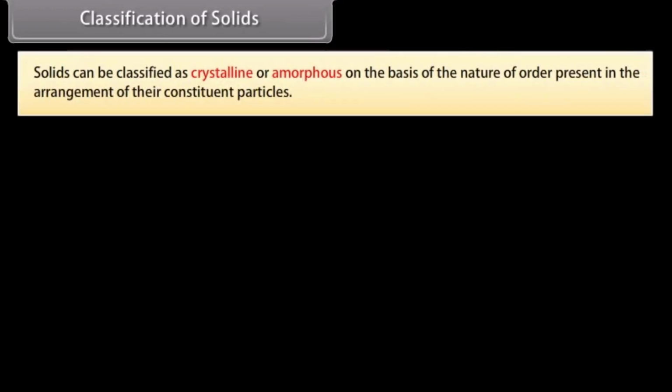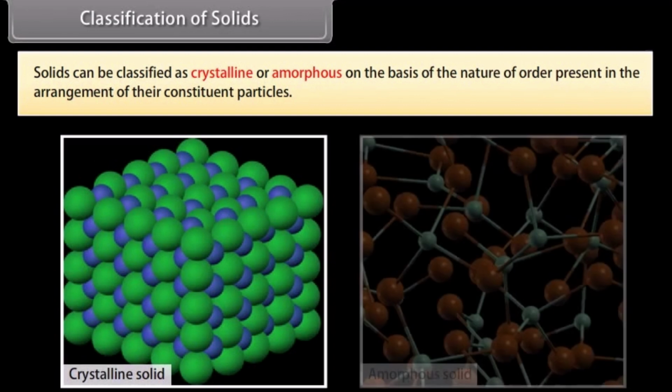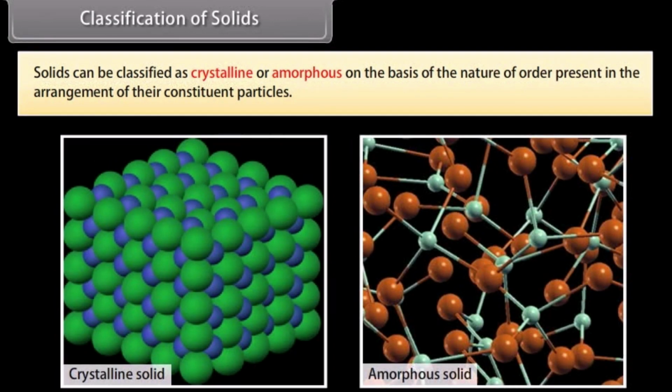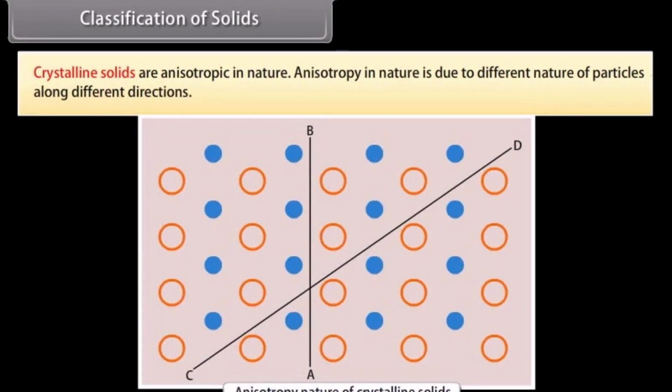Classification of solids. Solids can be classified as crystalline or amorphous on the basis of the nature of order present in the arrangement of their constituent particles. Crystalline solids are anisotropic in nature. Anisotropy is due to different nature of particles along different directions.